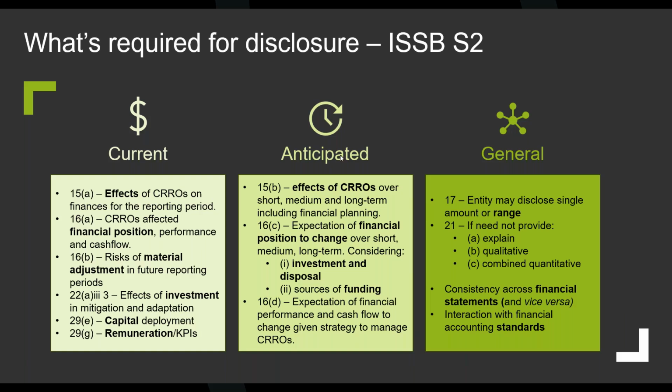And finally, this might vary by jurisdiction, but generally climate risk reporting is considered an extension of financial reporting, which means you need consistency across the financial and sustainability statements and vice versa. So in other words, what you're saying in your sustainability reporting needs to be reflected in your financial reporting.